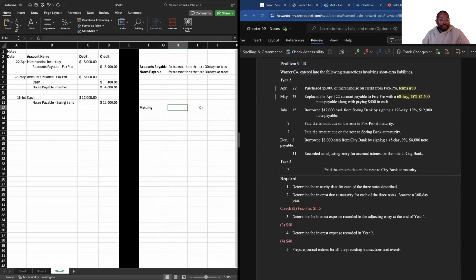With maturity, I tell my class that maturity is the repayment date. Just keep it simple. It's the repayment date, or when the loan is due. That's what maturity means. So it says we're paying the amount that's due to Fox Pro at maturity. So we have to do some work around the calendar. We go to the initial journal entry for Fox Pro, where we signed an agreement on April 22nd.